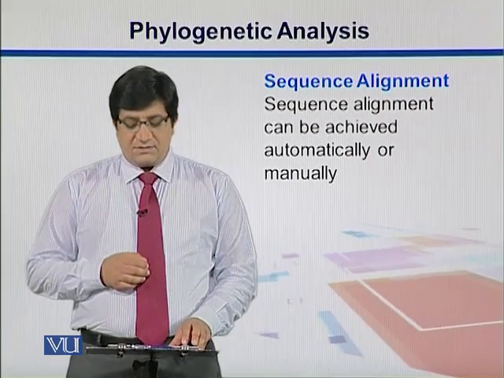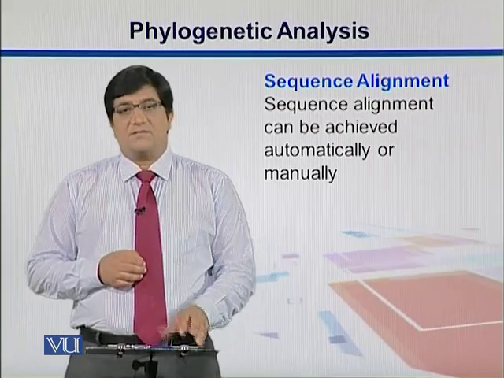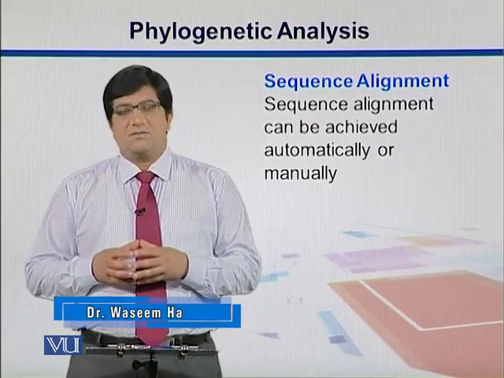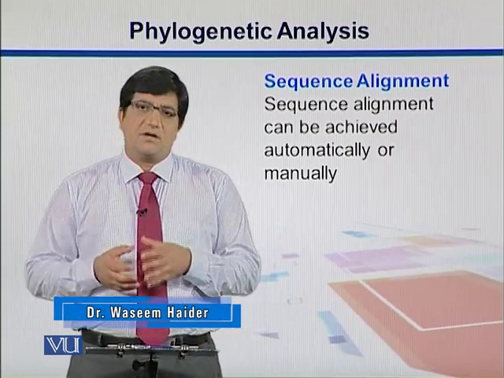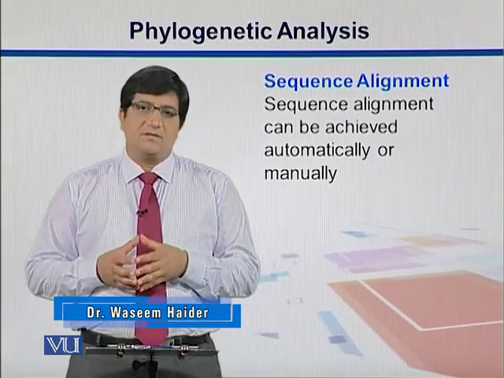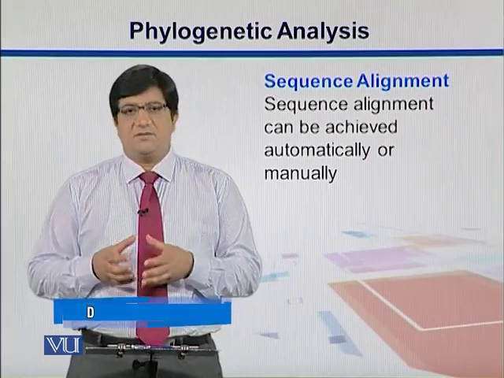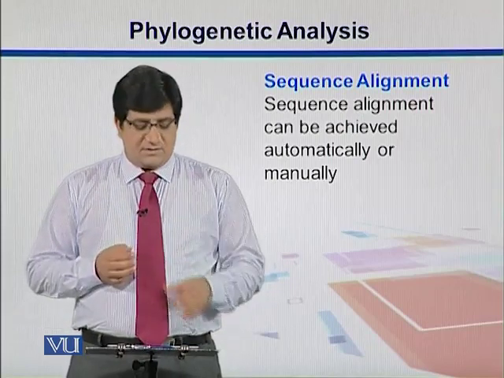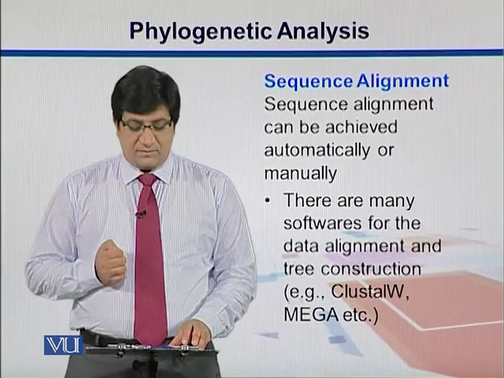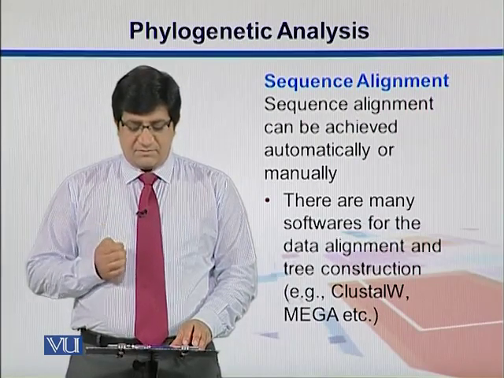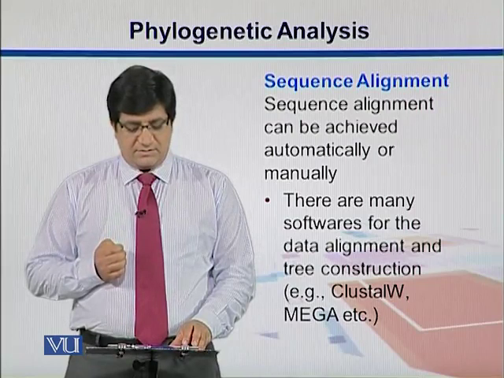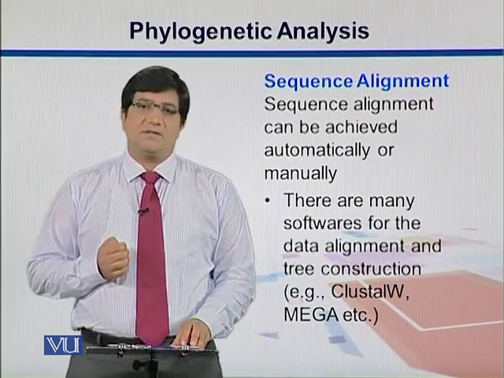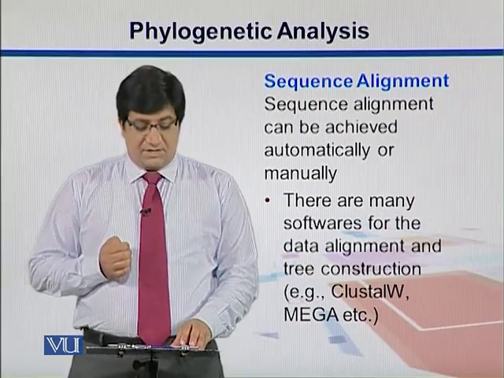We can take that sequence alignment, put the sequences together and view their alignments on some alignment viewers on the computer. We can do that manually, or inspect visually with our eyes, and we can take help from some alignment software. There are many software tools. We have seen ClustalW. There is another one, MEGA, that is good for multiple sequence alignments as well as phylogenetic analysis.